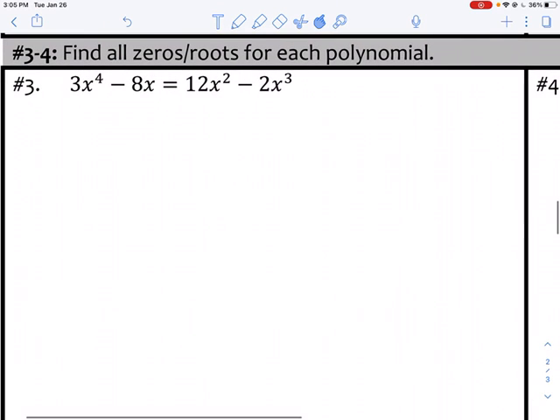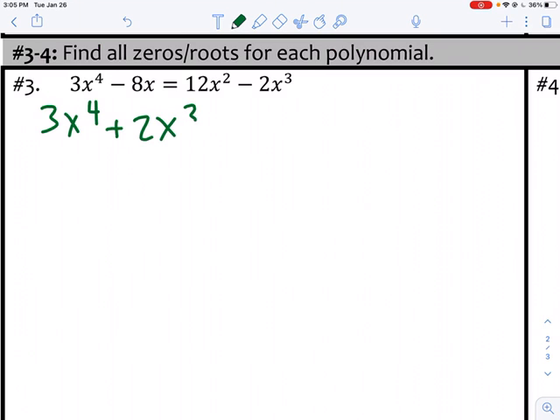Okay, so this one just says find all of them. It doesn't specifically say that we need to do so through factoring, which opens up the opportunity to use your calculator and take a couple of those zeros out. So that's what I'm going to do. I'm going to start by moving everything to the left. So I've got 3x to the 4th plus 2x to the 3rd minus 12x to the 2nd minus 8x equal to 0.